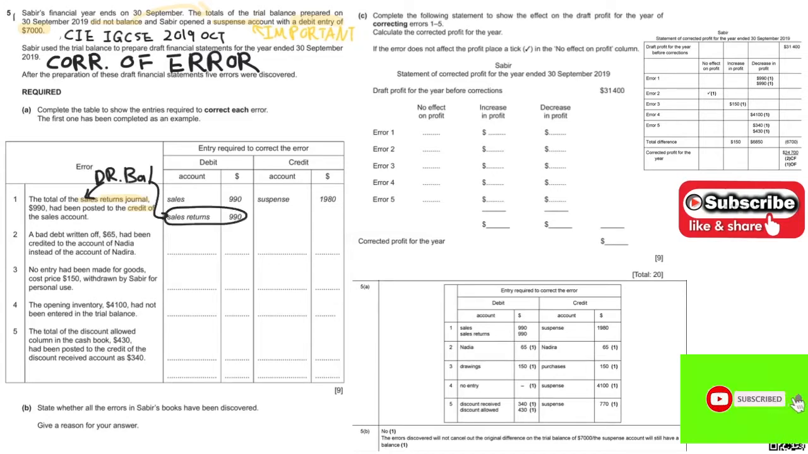Next, you can see that they put the sales returns wrongly in the sales account. That means this effect, you have to cancel it. How to cancel this one? You should debit, as you can see here. They put it on the credit side, so you debit to cancel the effect. That's how you cancel or write off the error.